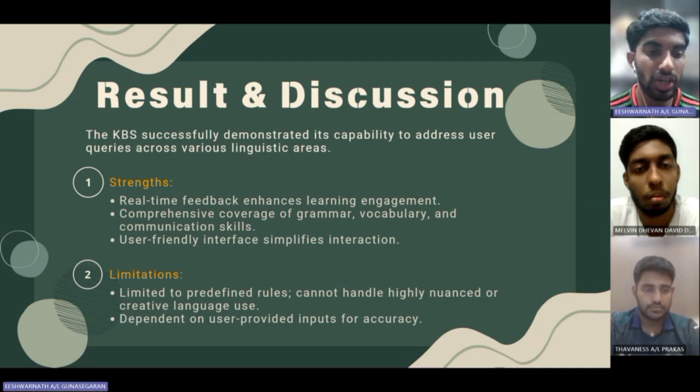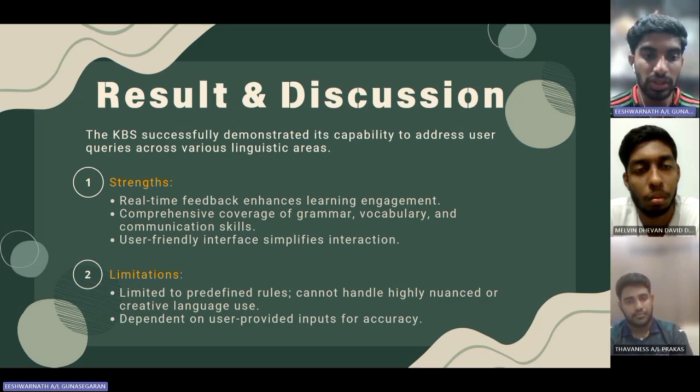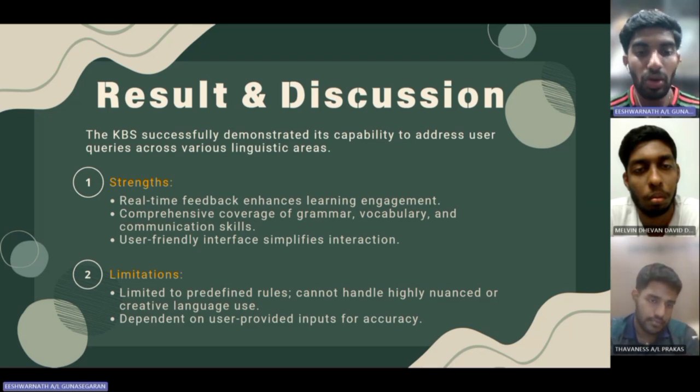And there are also limitations for this. The first limitation will be limited to predefined rules, cannot handle highly nuanced or creative language use. The second one will be dependent on user provided inputs for accuracy.